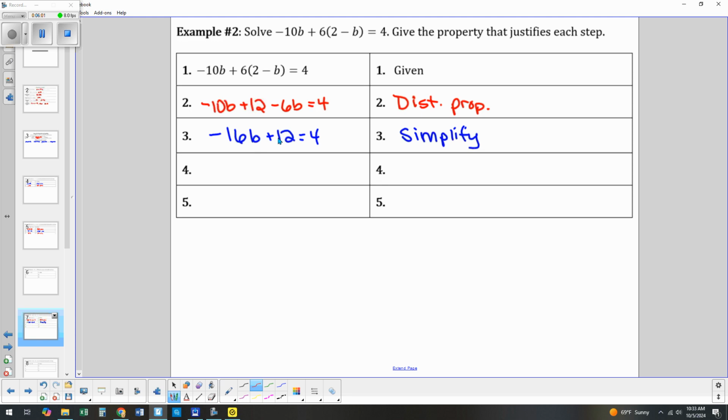And now I'm going to subtract 12 from both sides using the subtraction property. And my last step, now be careful, because we're going to want to try to divide by 8 because that's the smaller number, but really the number with the b here is the negative 16. So I'm dividing negative 8 by negative 16, and I get 1/2, and that was the division property.